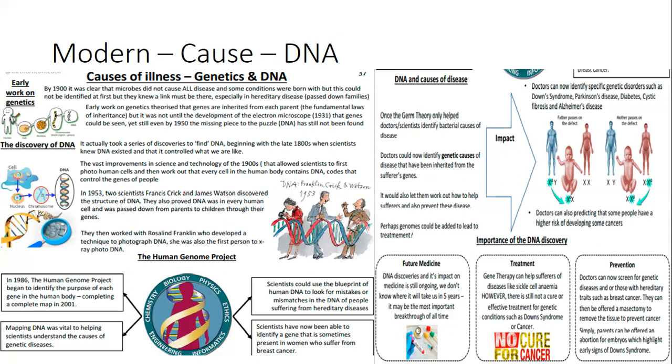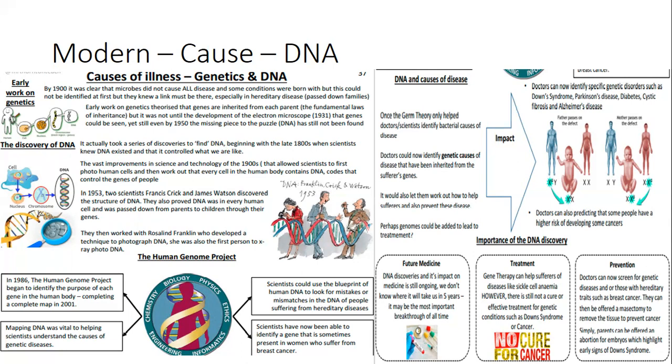And it actually took a load of different discoveries to find DNA. It started in the late 1800s when scientists knew DNA existed and controlled what we are like, but they couldn't really prove it scientifically. And it was only with the developments in science and technology of the 1900s that allowed scientists to first photograph human cells and then work out that every cell in the human body contained DNA, codes that control the genes of the people.